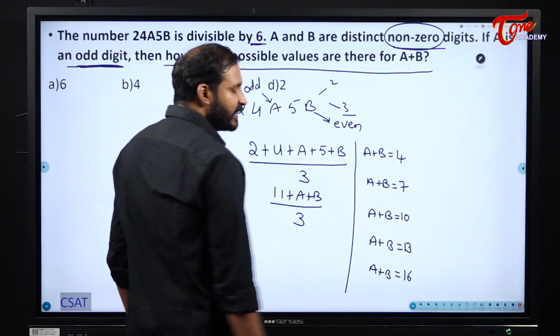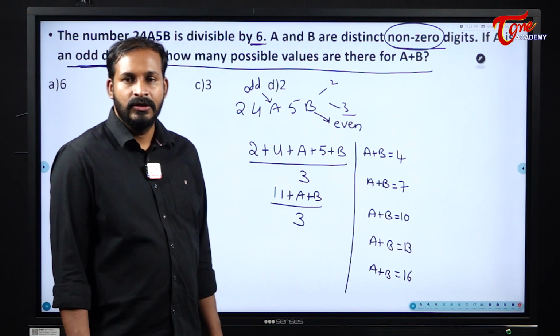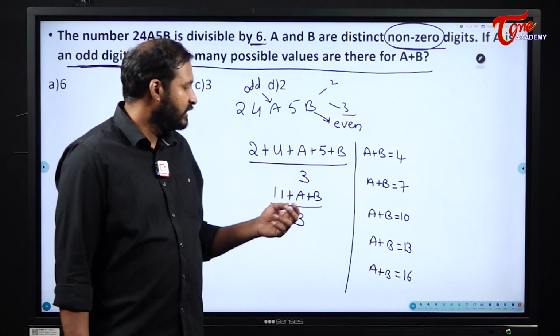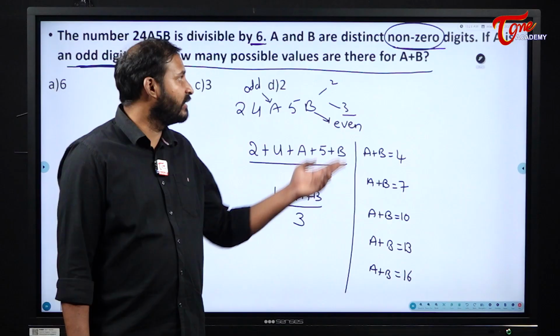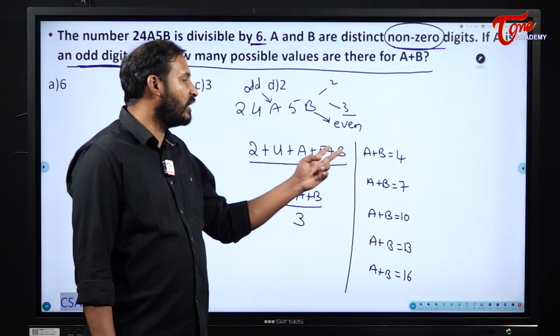Next, can A plus B become 19? Is there a chance of A plus B becoming 19? No, no chance. The reason is, if I take the highest values, I cannot take even 9 and 9. Why? Because they clearly mention that those two are distinct. And we also know that A is odd and B is even.